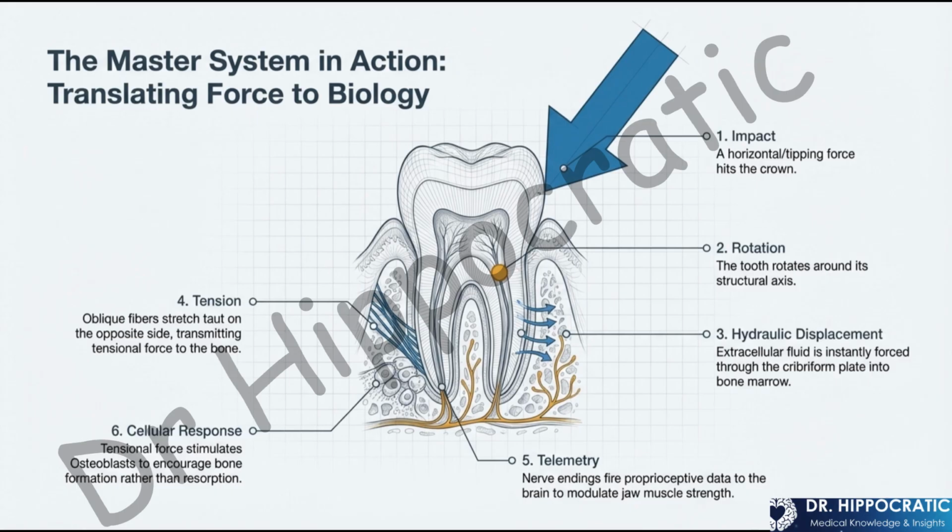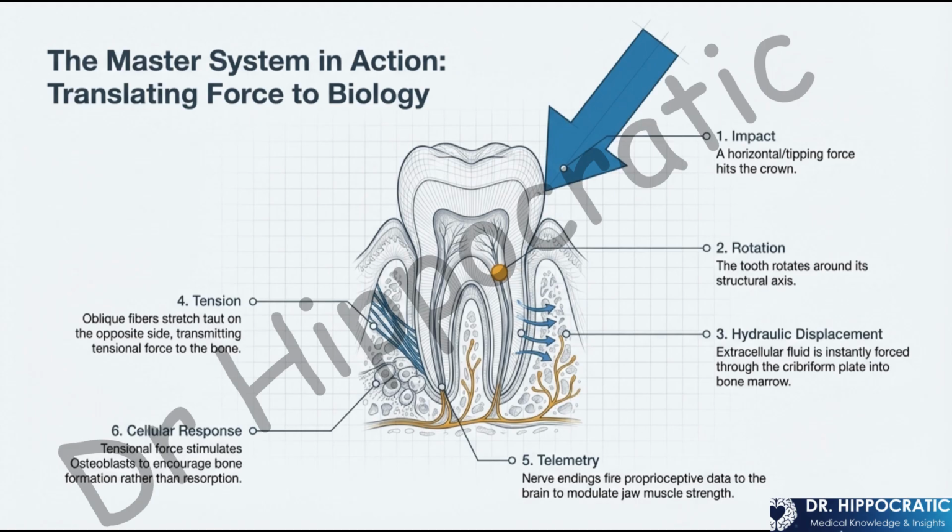Right. Step 4. Tension. As the fluid vacates and the tooth tips, those massive oblique fibers stretch taut on the opposite side, grabbing onto the bone and changing compression into tension. Step 5 is telemetry. Right as that stretch happens, the spindle and Ruffini nerve endings fire proprioceptive data straight to your brain, instantly modulating how hard your jaw muscles are allowed to continue clenching. And finally, step 6, cellular response. The tension on the bone physically stimulates the osteoblasts to wake up and build more bone to reinforce the area against future stress. It's brilliant.